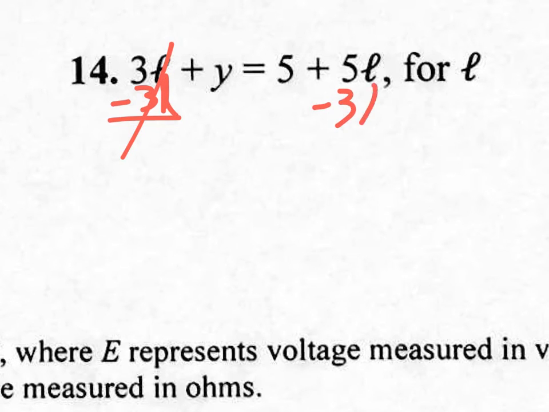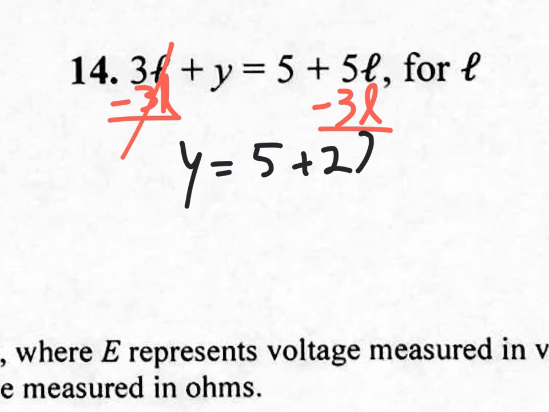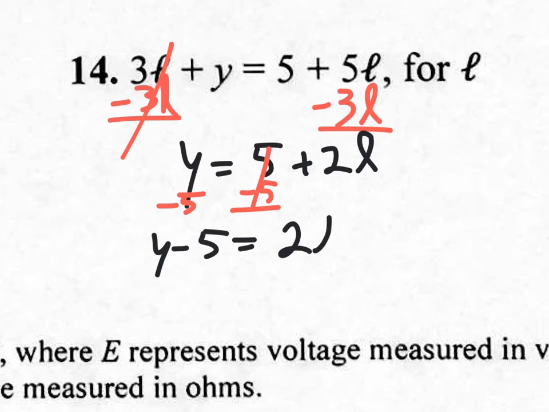Minus 3L. So our new equation will be y equals 5 plus 2L. So we almost have L by itself. We just need to get rid of the 5 and then the 2. So I'm going to subtract 5 and subtract 5, and I'm going to rewrite it. It's going to be y minus 5 equals 2L. So for my final step, I'm going to divide by 2 here and divide everything by 2 over here.